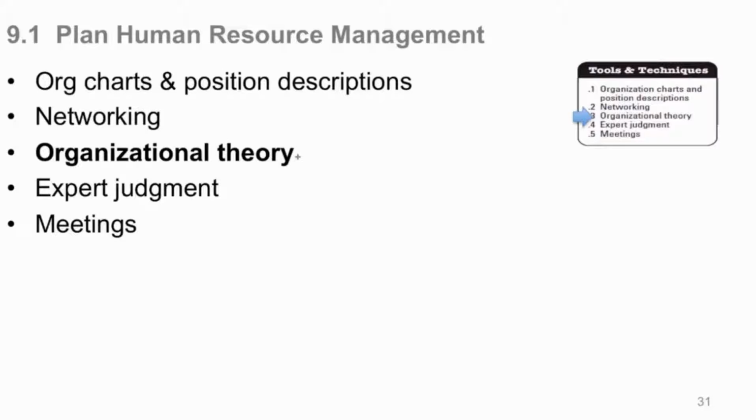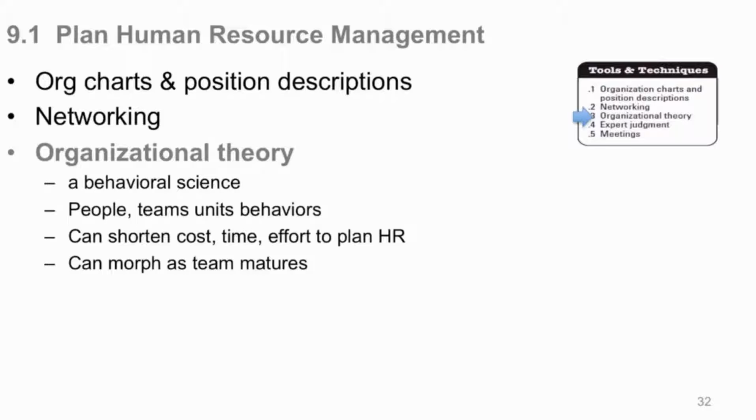Then we have this, organizational theory. It's a behavioral science. We're talking about human resources, behaviors, right? And it's what people know and what they've learned. And again, human resources is an environmental factor. It's a learned thing, things you don't have any control over. It can be hard for you to control my behavior or anybody else's. So people, teams, units, they all have behaviors.